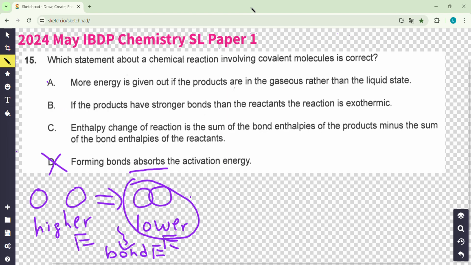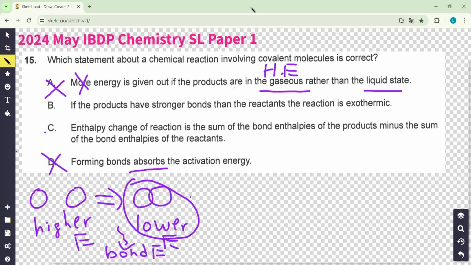A is wrong. They said that if they are in a gas state compared with liquid state, they have a latent heat of vaporization, right? So it is a higher energy state. If the product has higher energy, less energy will be given out, right? So the others are about B and C.